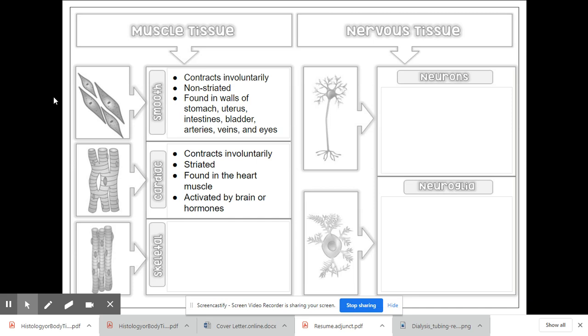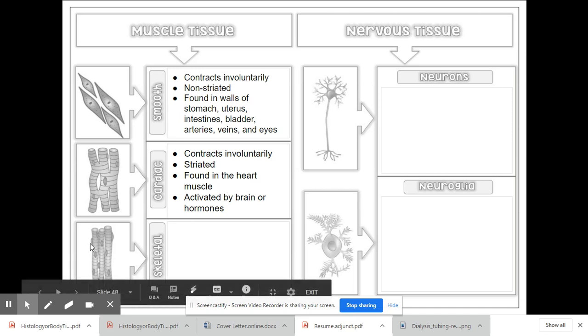The second kind is called cardiac. It contracts involuntarily like smooth. You cannot control your heart beating, but its cells are striated. They have stripes, and you can see those here on the picture. It's found in the heart muscle only, and it is activated by your brain telling the heart to beat, or different hormones can control how fast or slowly it contracts.